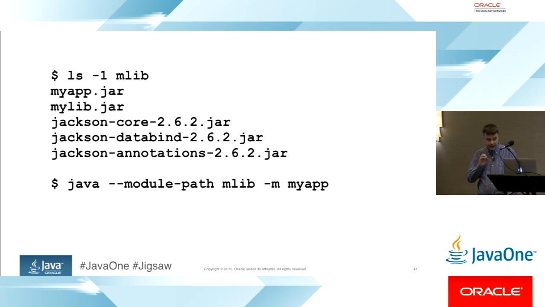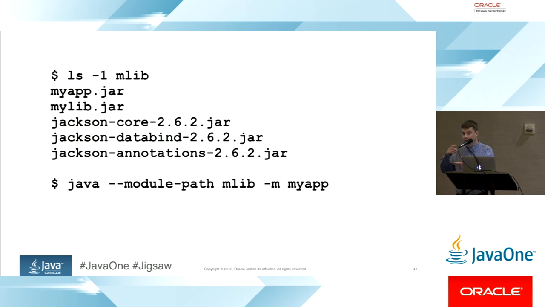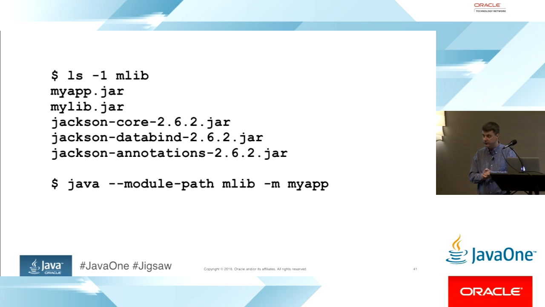So I'm going to ask it to run my app. That will resolve what my app depends on. My app depends on mylib, which depends on Jackson data bind. We will generate the transitive closure. All of these modules will get loaded in order to run my app.